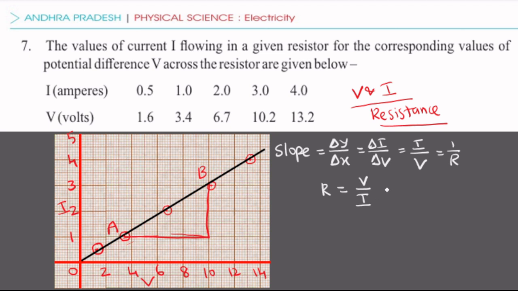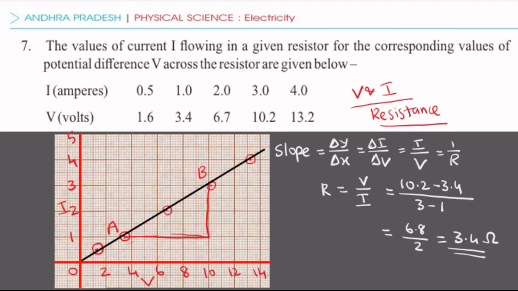Change in voltage: see here, voltage is on the x-axis, this is 10.2, and this point A is 3.4. So 10.2 minus 3.4, divided by change in current, that is 3 minus 1. So 10.2 minus 3.4 we get 6.8, divided by 2. From this we get resistance as 3.4 ohms. So in this way, by plotting a graph between voltage and current, we can find the resistance of the conductor.